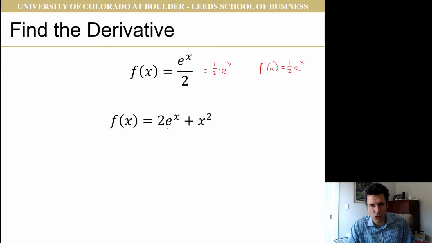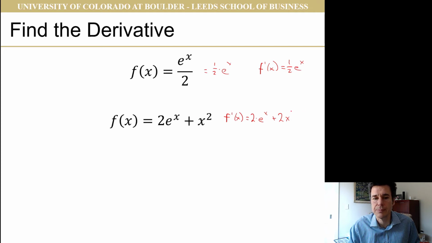F of x is 2e to the x plus x squared. We've got that constant rule again here, and then we have the sum of two functions, which is the sum of the derivatives. So f prime of x equals 2 times the derivative of e to the x, which is simply e to the x, plus, now we've got a power rule, bring the exponent 2 down, x to the power 2 minus 1, which is 1, so 2x.